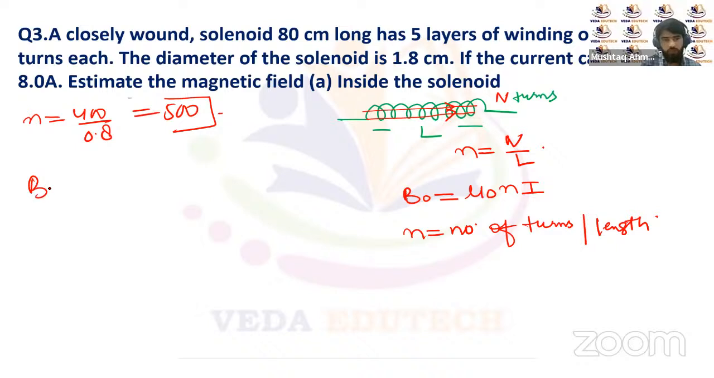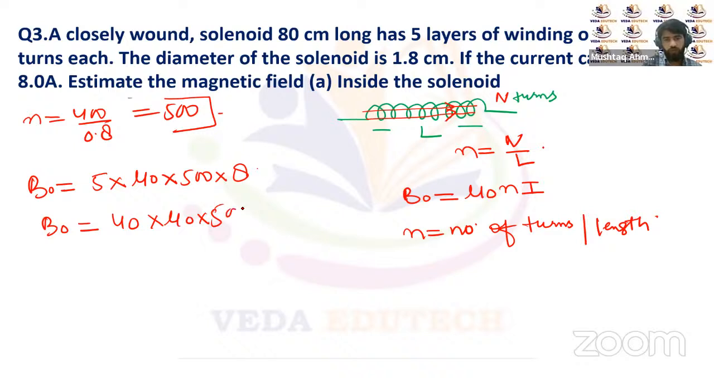The magnetic field, because of all these windings, since there are 5 layers, we'll multiply by 5, multiplied by mu naught, the number of turns per unit length, that's 500, and the current through each of these windings is 8 amperes. We'll multiply here with the 8. So the magnetic field here will be 40 multiplied by mu naught into 500, so it has to be equal to 20,000 multiplied by mu naught.